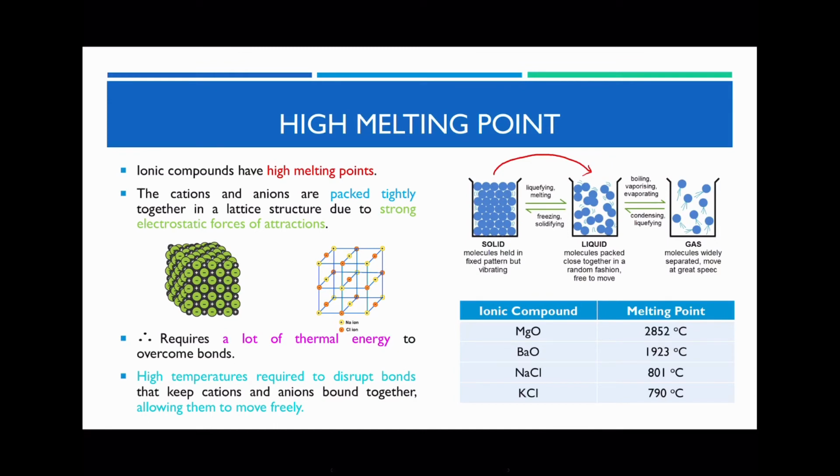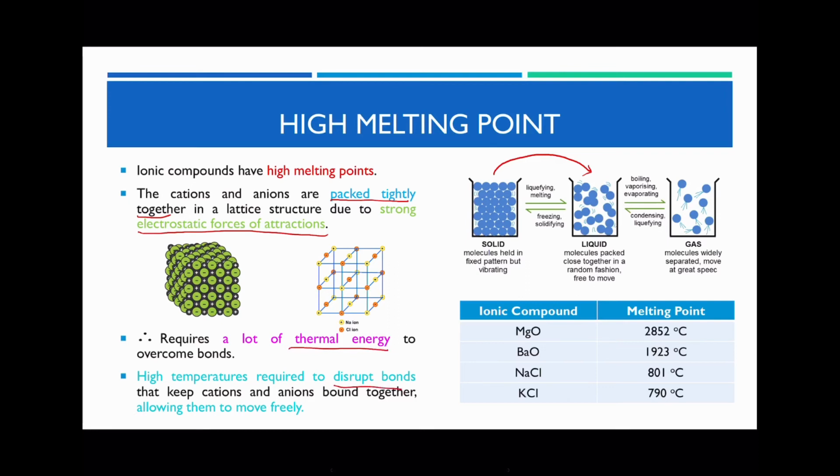We say that ionic compounds have a very high melting point because they have these cations and anions that are tightly packed together due to strong electrostatic forces of attraction. So the positive ions and negatively charged ions are extremely attracted to each other. It's going to be really, really hard for you to break them apart. You're going to need a lot of thermal energy. So pretty much you need high temperatures in order to break those ionic bonds.